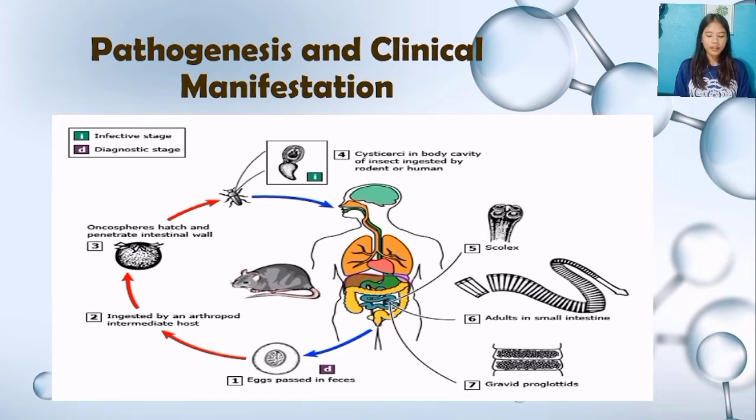Life cycle of Hymenolepis diminuta. Egg is passed out in the feces of the infected definitive host. The mature eggs are ingested by the intermediate host, and oncospheres are released from the egg and penetrate the intestinal walls of the host, which develop into cysticercoid larvae.